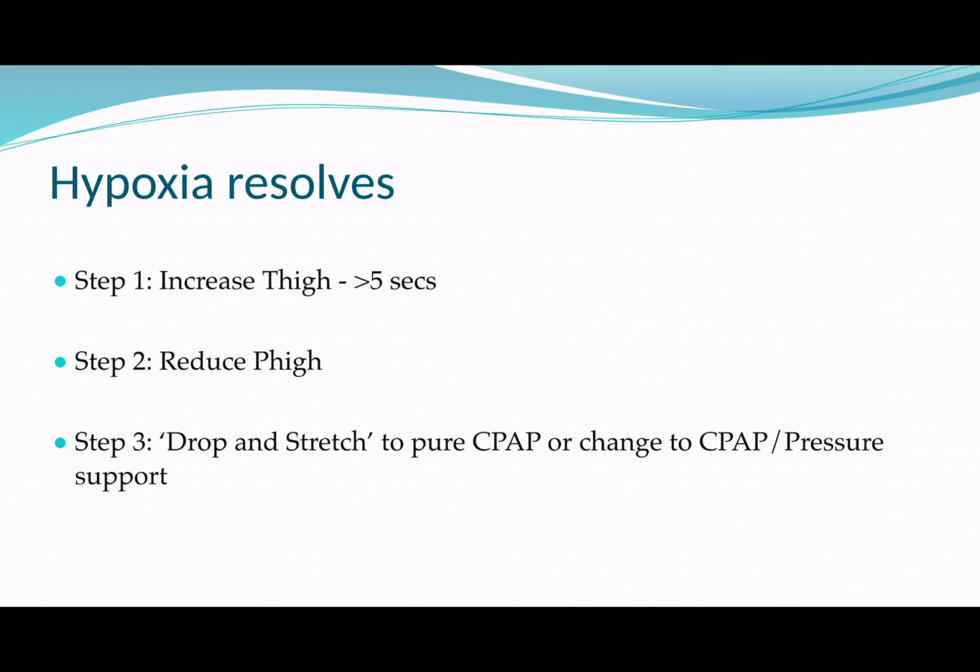What you're aiming to do is the so-called drop and stretch. You want to drop down the high pressure, the P high, and you want to stretch it out, so increase the T high, so reduce the number of releases per unit time until you get to a point of pure CPAP. Most people, once they start weaning off APRV, will move on to a conventional mode of ventilation, such as CPAP with pressure support. But you could theoretically just continue to drop and stretch your pressure high and your time high until you get to a point where you're just continuously on CPAP.